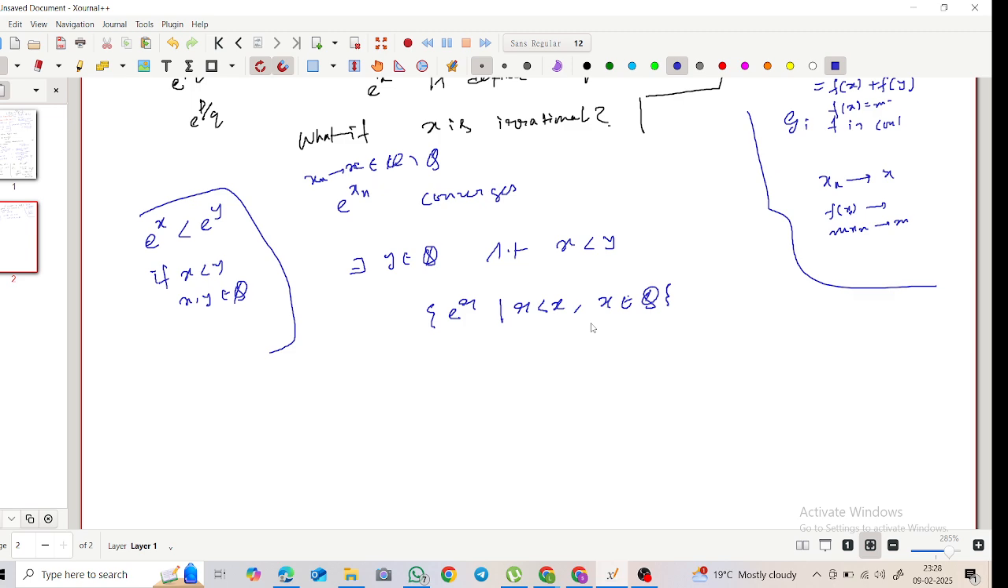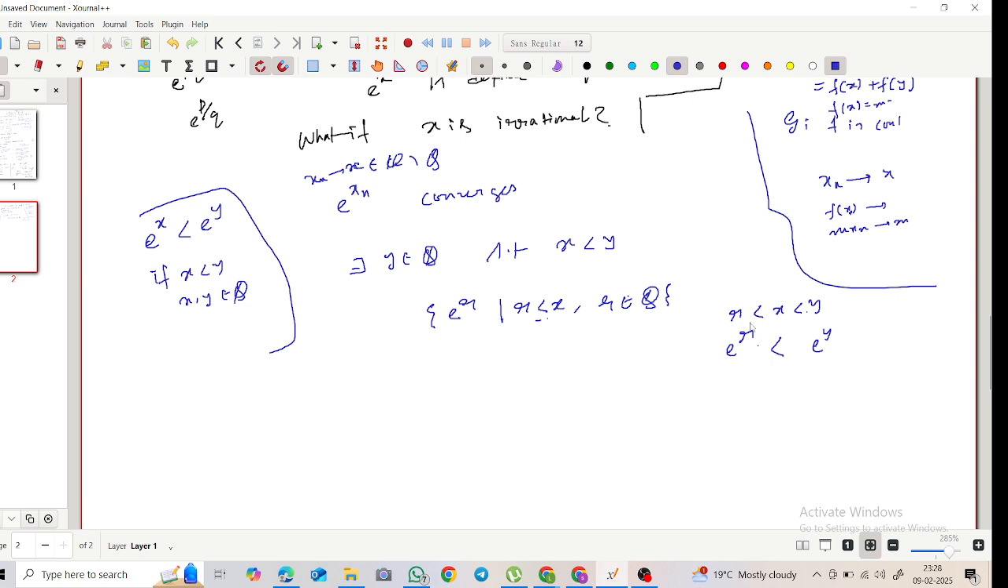e to the power r is defined for every r belongs to q, right? So e to the power r we know, right? And we also know e to the power r is less than e to the power y. Why? Because r is less than x and x is less than y. So e to the power r is less than e to the power y, right?